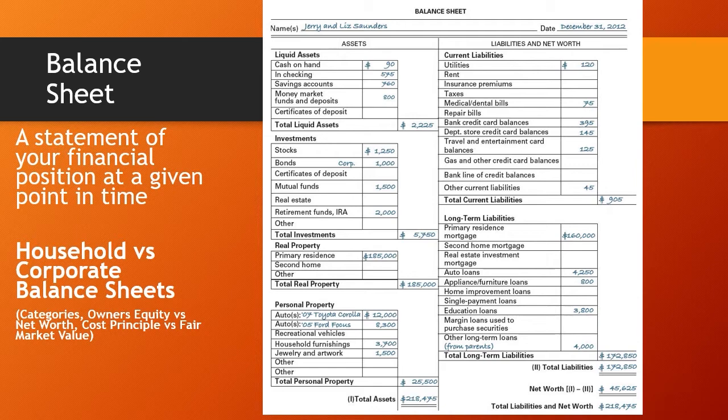$218,475. Now, moving over to the right-hand side of the page, up at the top, it says liabilities and net worth, and it says current liabilities. This is a subcategory for liabilities, and you can call it either current or short-term liabilities. They both mean the same thing, and what they mean is anything you owe within the next year. This is money you owe within the next year.